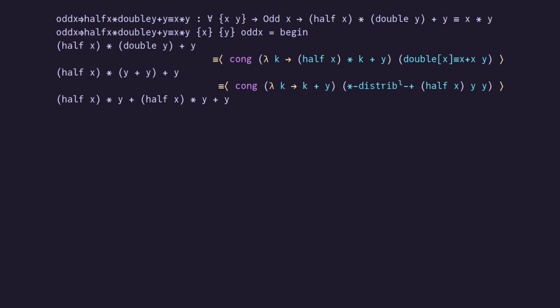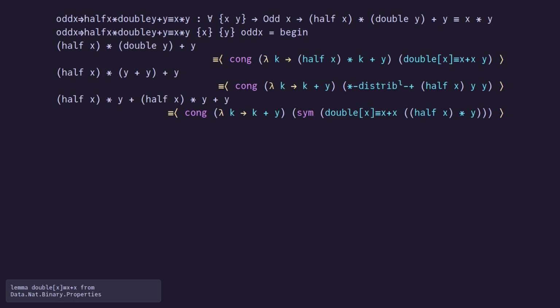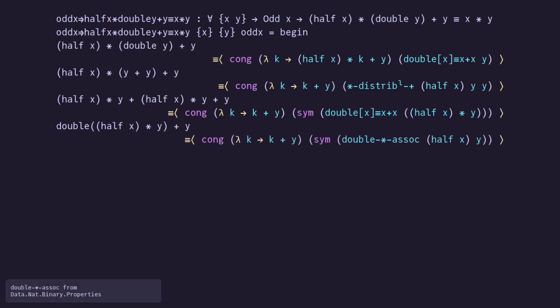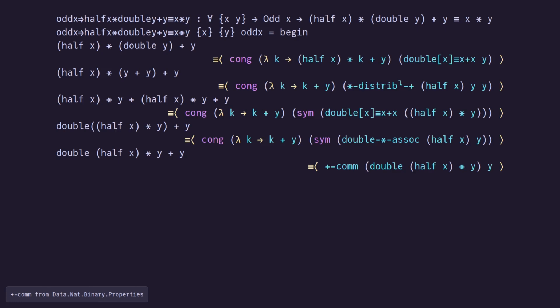Now the first two terms are identical. So we use a symmetric version of the lemma from the standard library, double x is equal to x plus x, to get double of the first term, which is double of half x into y, plus y. Now we have this lemma from the standard library again, double star rocq, which says double of m into n is equal to double of m into n. So that means the result is double of half of x into y plus y. Now we rely on commutativity of addition for binary numbers to reorder this. So we end up with y plus double of half of x into y.